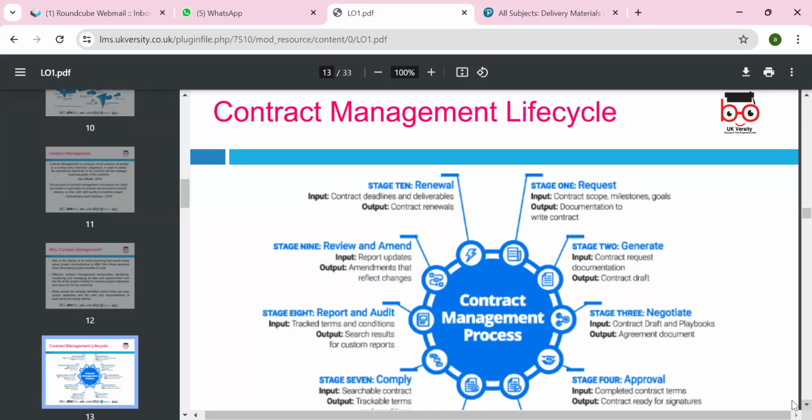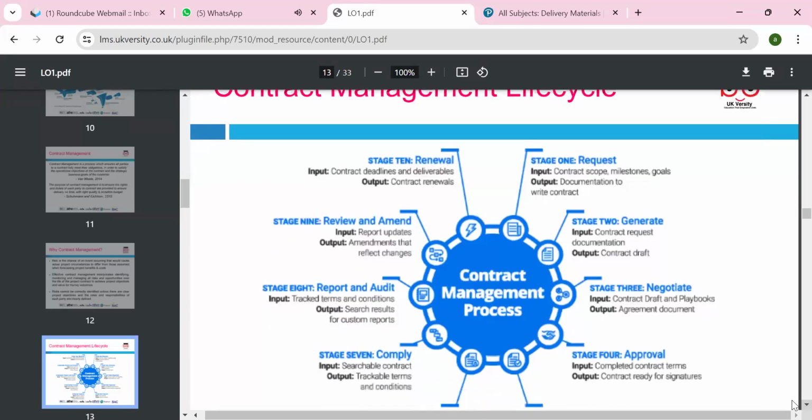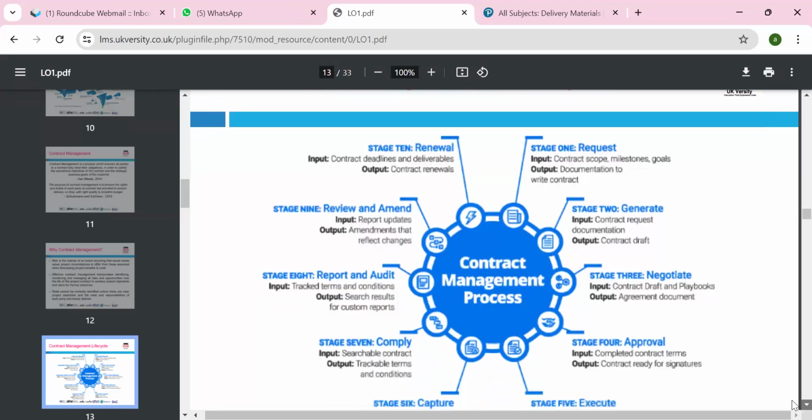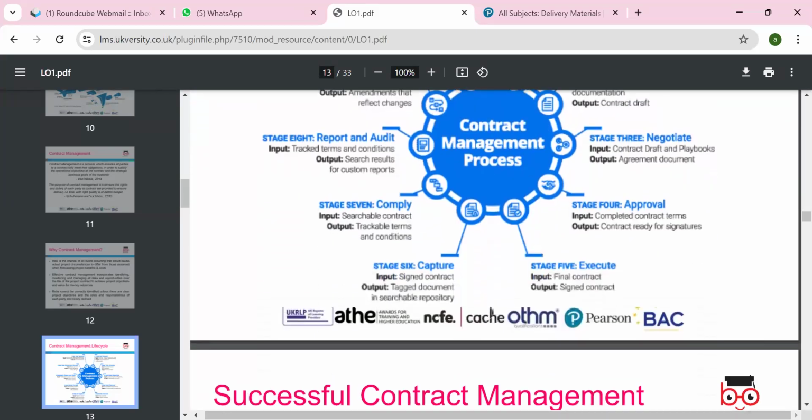Okay, so we can look at negotiation, the request, the approval, stay compliant, you do the audit and reports, and renewals. That is all crucial, and we need to manage it.